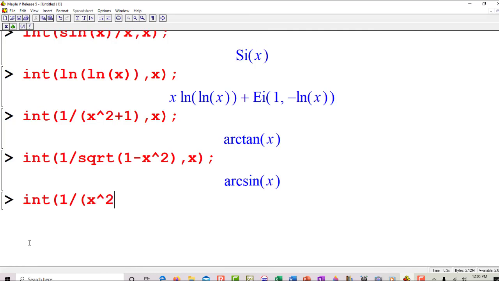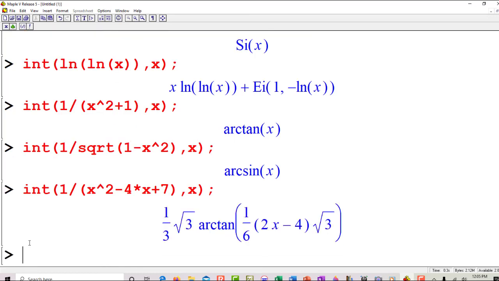If I'm integrating 1 divided by x squared minus 4 times x and then plus 7, this has a very unusual denominator. You can complete the square, get x minus 2 quantity squared plus 3. It's an irreducible quadratic. You get complex roots. When that happens, you are going to get an inverse tangent, as you can see here.